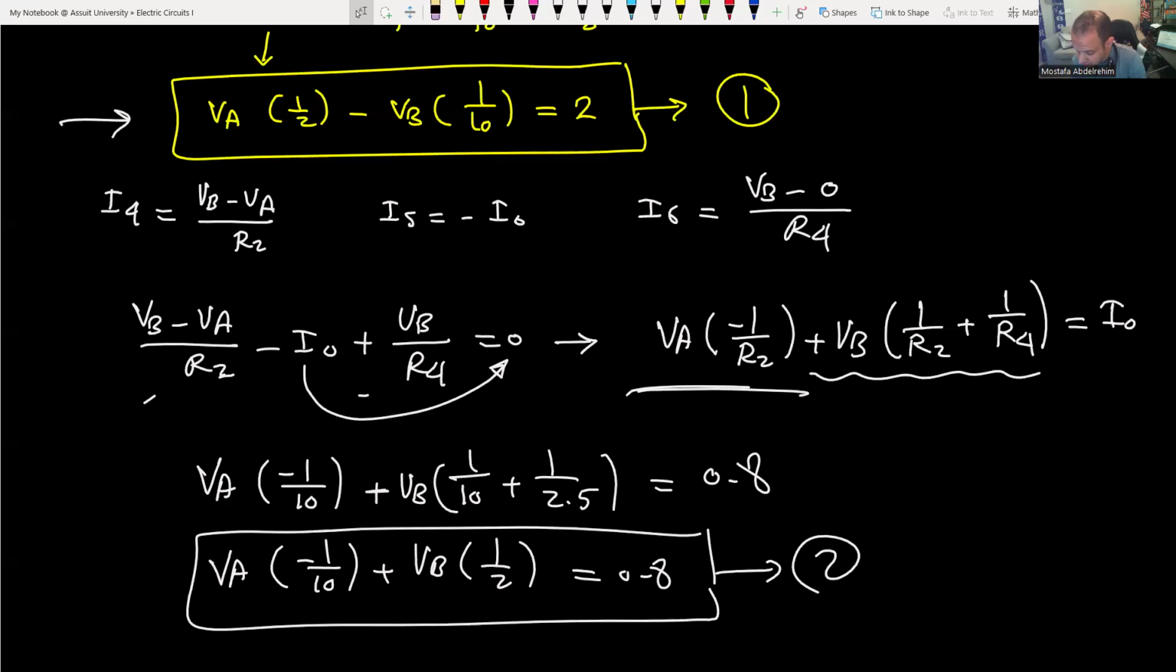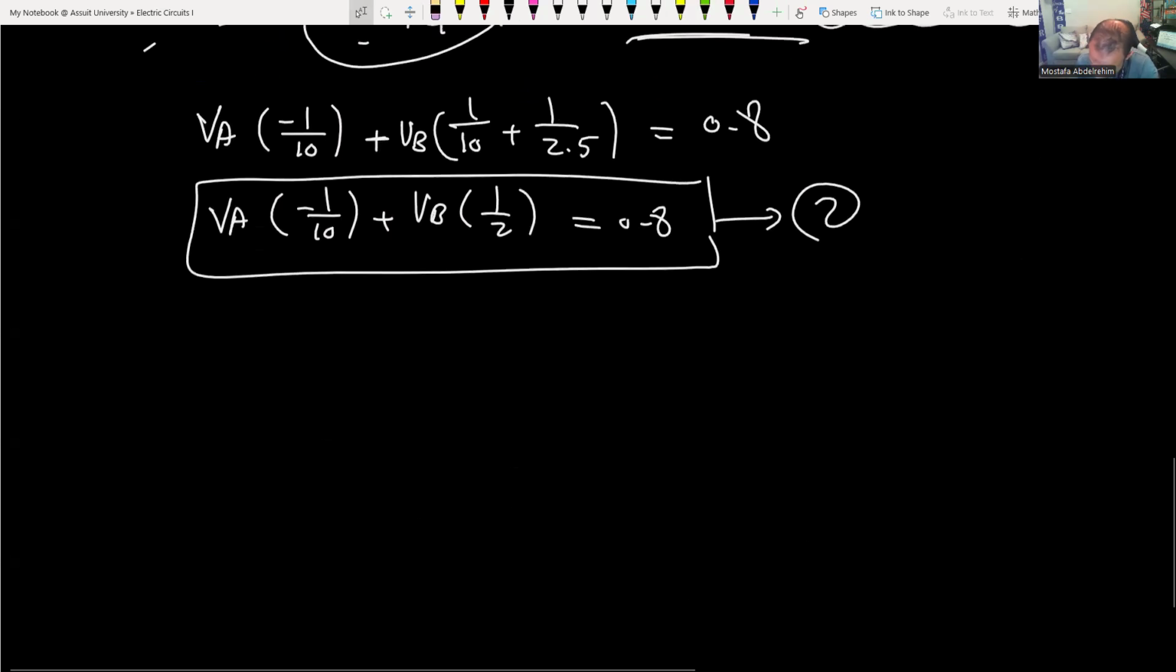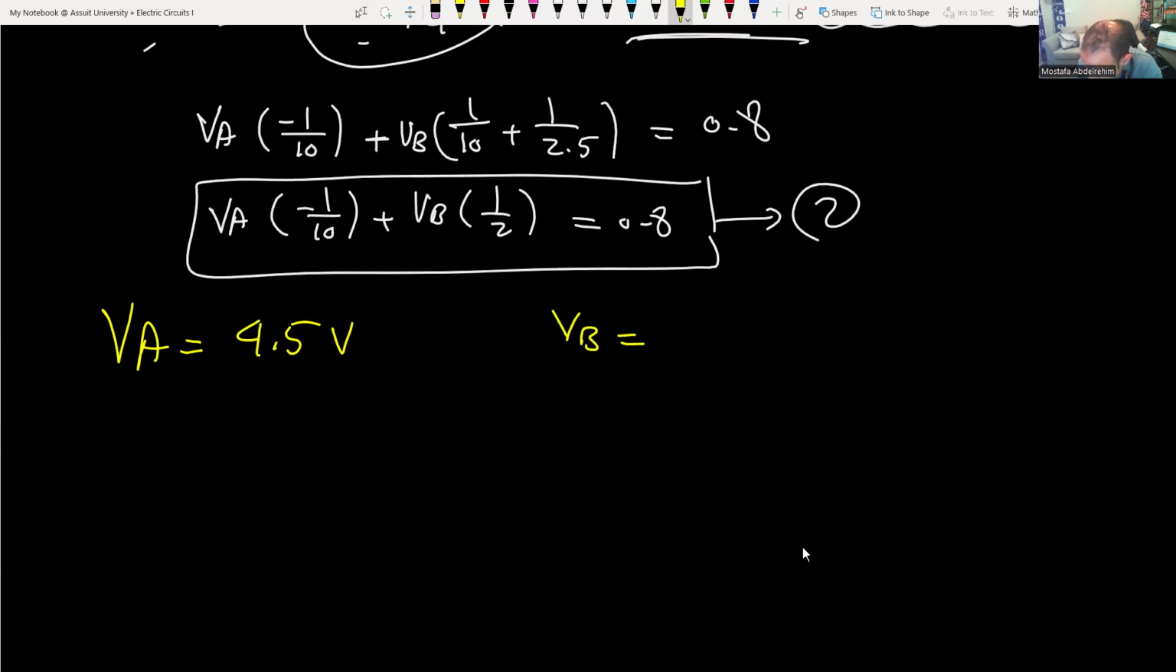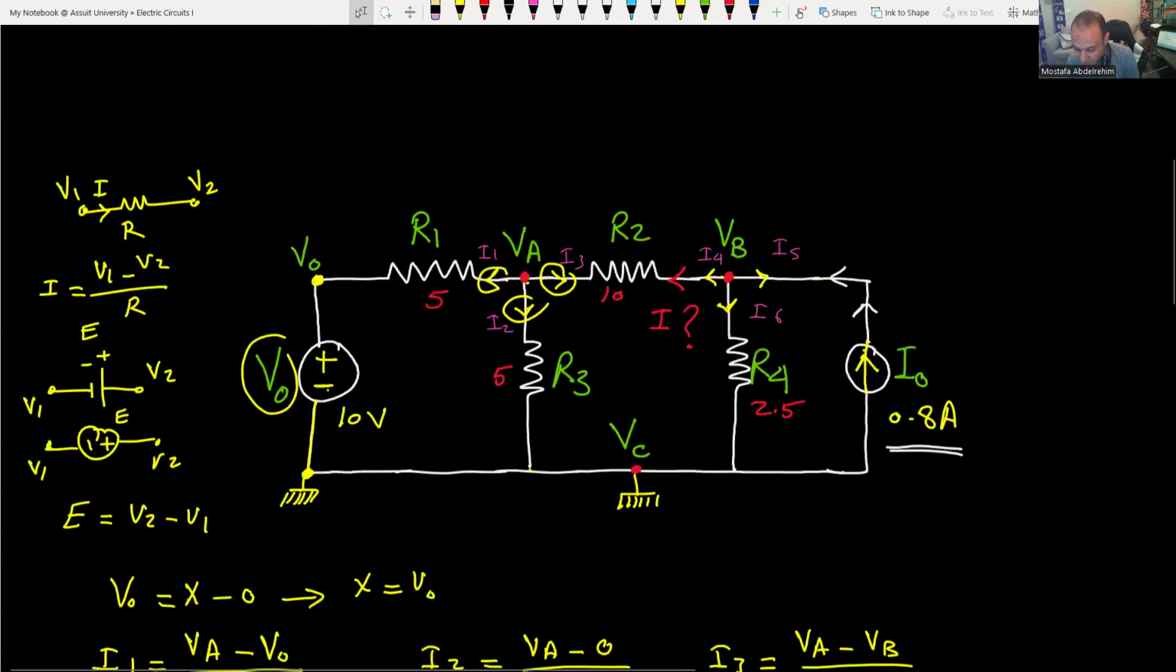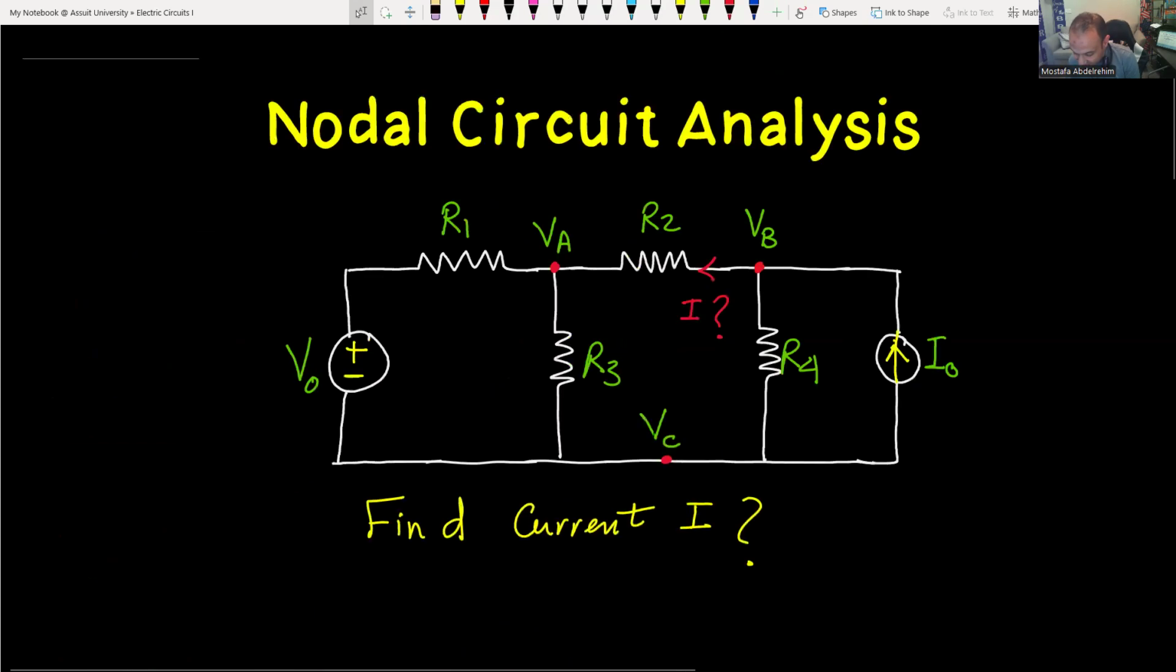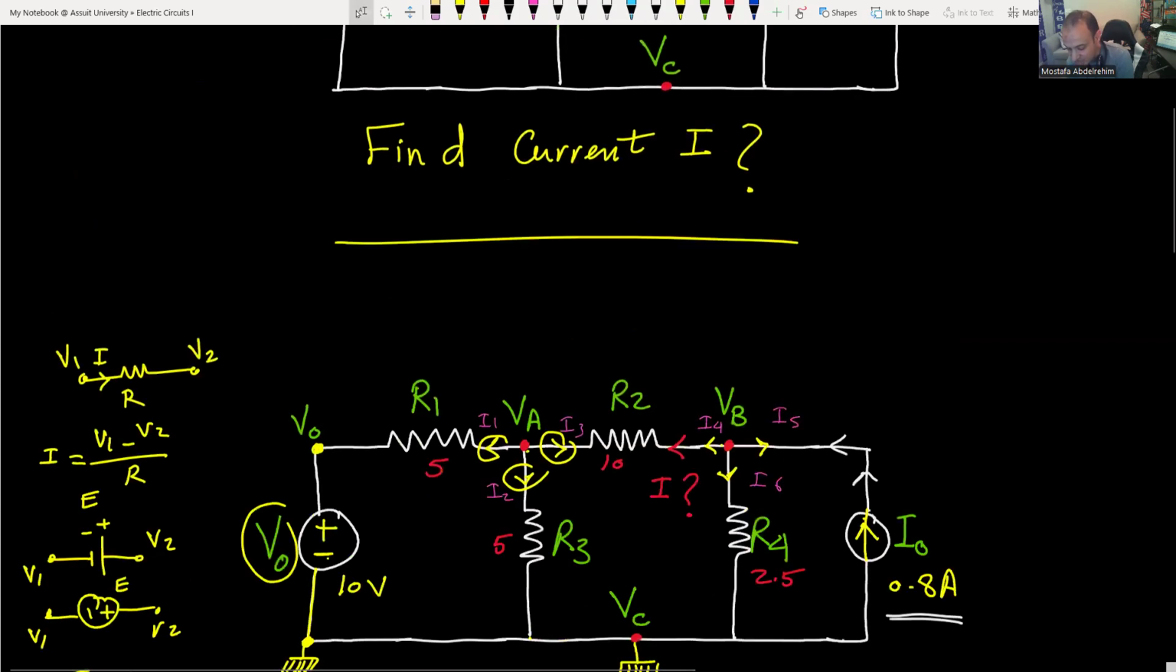So let's go back. Here, VA, by the way, we didn't finish. VA is equal to 4.5 volts, and VB is equal to 2.5 volts. Okay? Now, why didn't we finish? Because the actual question was to find the current I, this one, the current that flows from VB to VA. Okay, so that's very basic, you know.